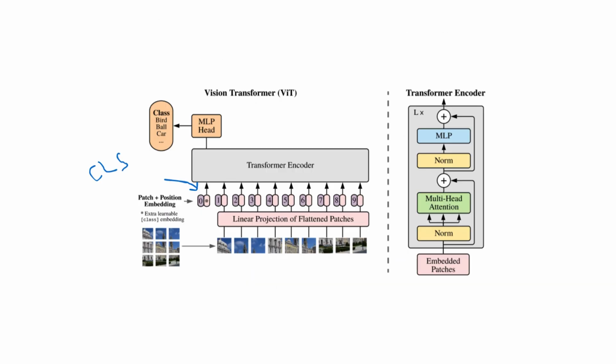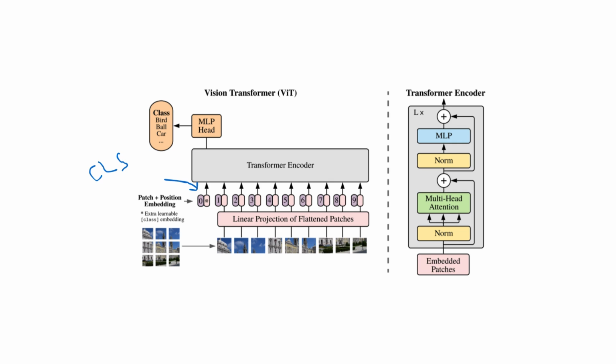The original research paper includes a diagram that illustrates the vision transformer architecture. Let's break it down. The process starts with an input image. The image is divided into fixed size patches, 16 by 16 pixels. These patches are flattened and linearly embedded.